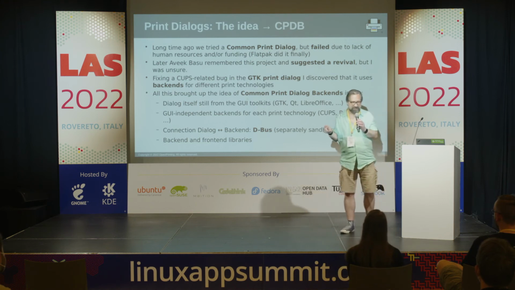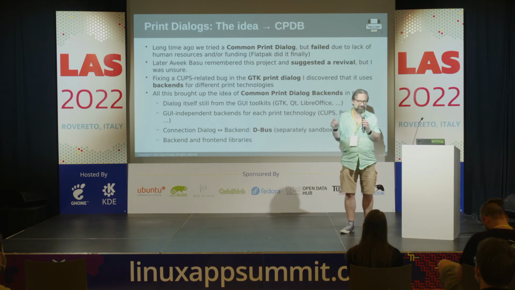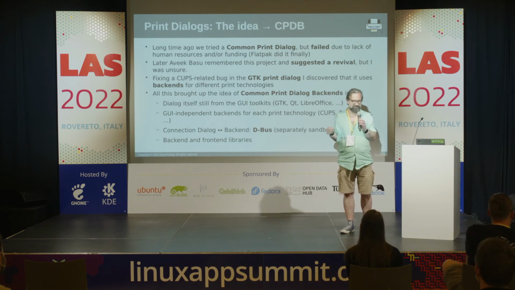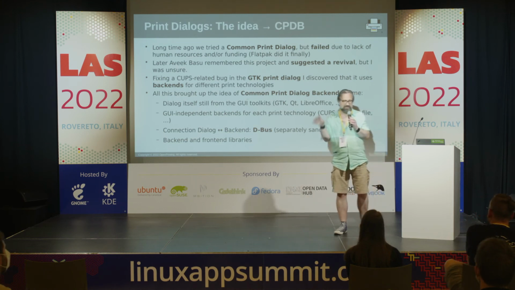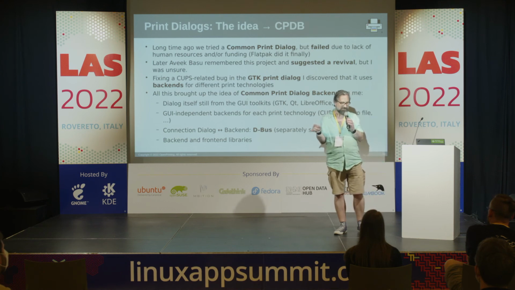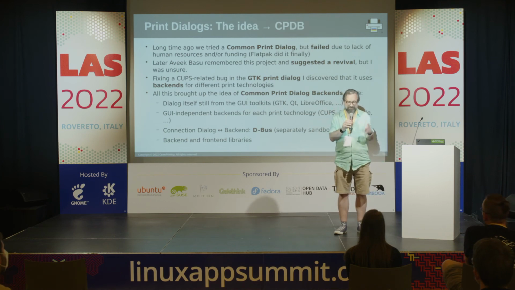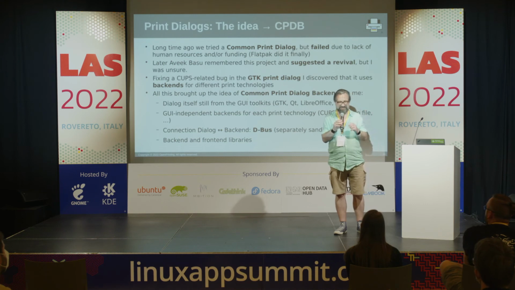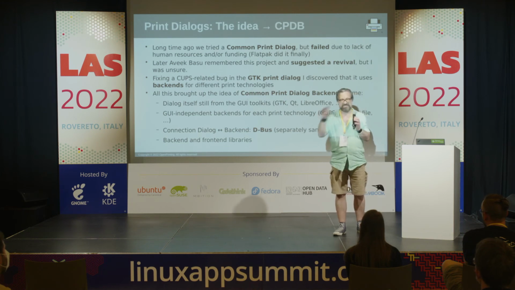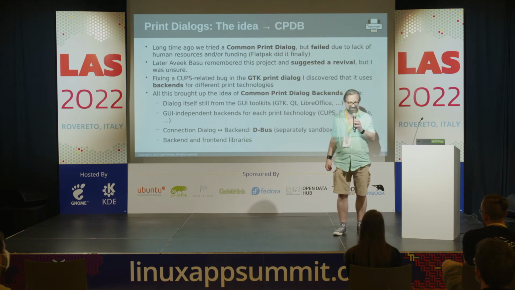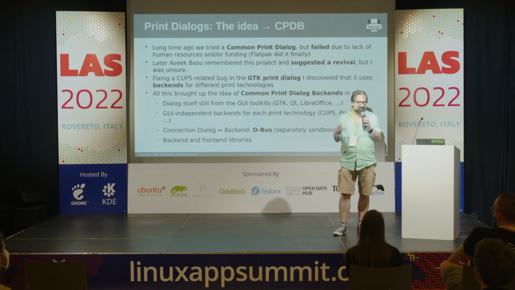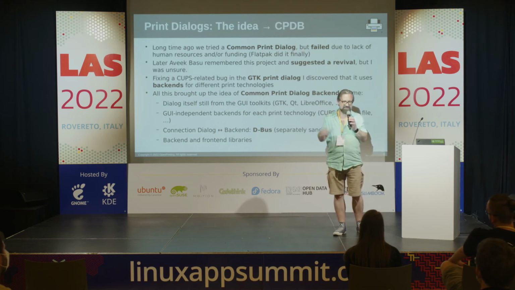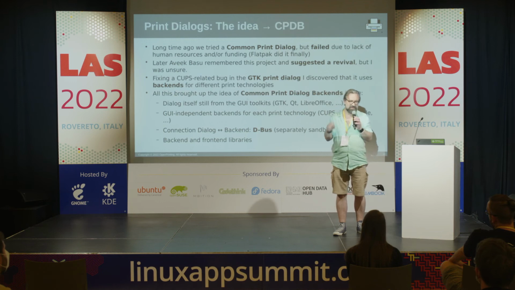OpenPrinting would always update the backend for CUPS and for print to file too. And if someone offers a cloud print service, they would also issue the Common Print Dialog Backend for it, maintain it, and put it into the Snap store. And if someone wants to use the service under Linux, he installs the Snap with the backend. And this way, all print dialogs show the printers in this cloud print service.